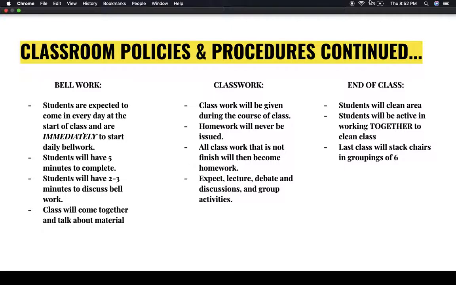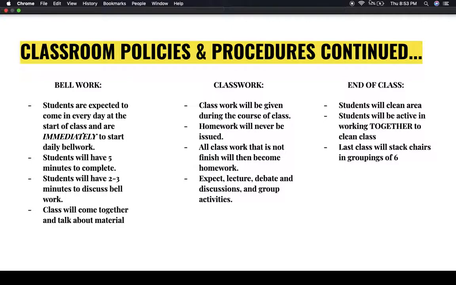When talking about classroom policies and procedures, first, when students walk in, obviously bell work, that'll be a big one. They're expected to come in every day at the start of class and immediately start their daily bell work. Students have approximately 5 minutes to complete it, and then about 2 to 3 minutes to discuss it. And then as a whole, we will come together and review that.